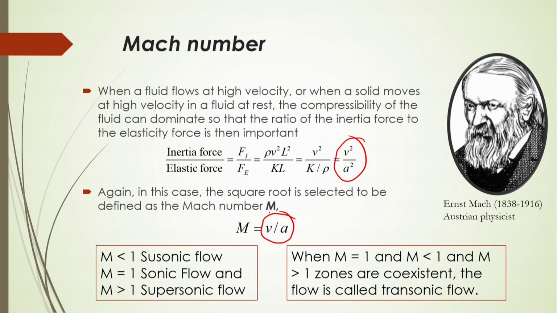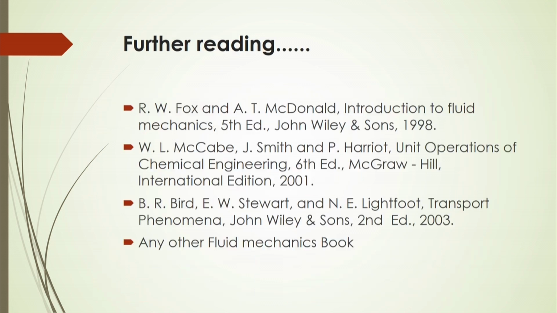If the Mach number is less than 1, it is called subsonic flow; if M is equal to 1, it is called sonic flow; and if it is greater than 1, it is called supersonic flow. When zones of M equal to 1, M less than 1 and M greater than 1 are coexistent, the flow is called transonic flow.